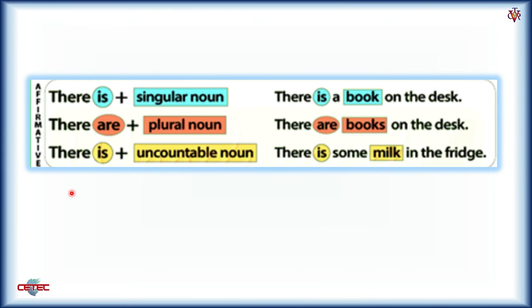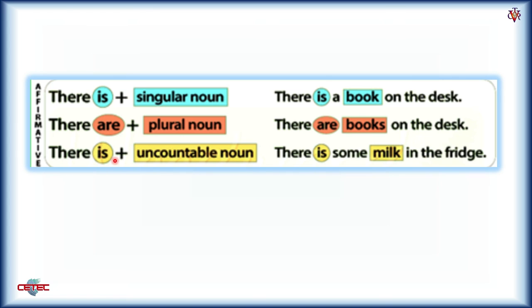Now, finally, let's do a review. In affirmative, we have to use there is plus singular noun. There is a book on the desk. Is for singular. A book. A plus consonant. There are for plural noun. There are books on the desk. Here, are, and here books, plural. So are for plural noun.